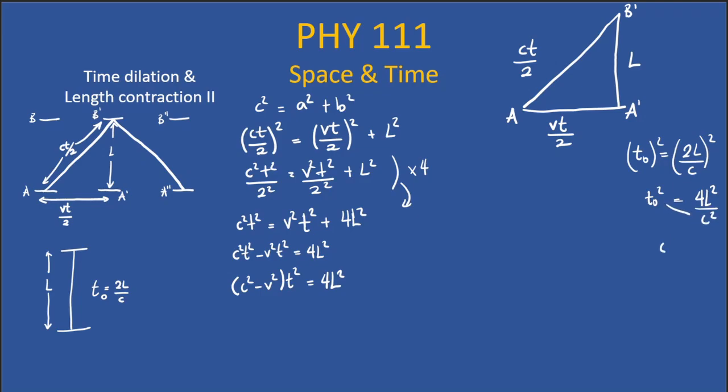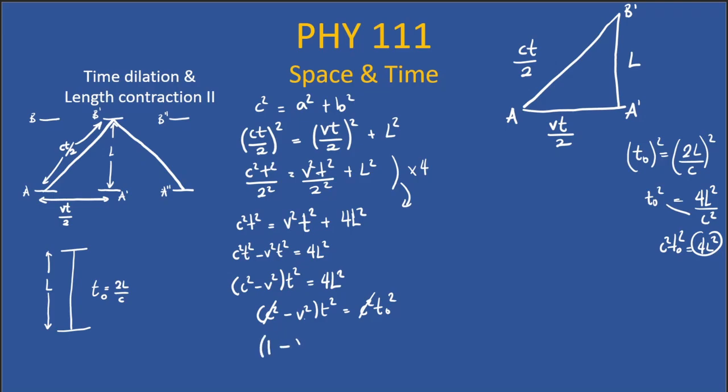So if we take this to this side, we have c squared t naught squared is equal to 4l squared. So this is what we're going to substitute on the right hand side of this equation. So let's go. C squared minus v squared times t squared is equal to, remember, this is what we're substituting, c squared t naught squared. Alright, we're going to divide both sides by c squared. If we do that, this cancels out, this cancels out, and we're going to end up with v squared over c squared.